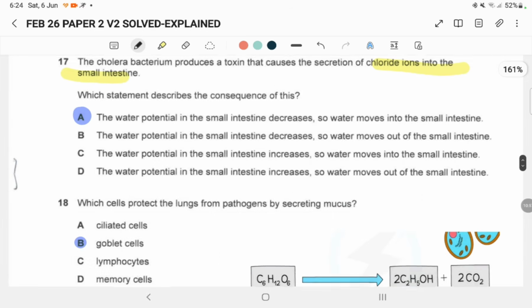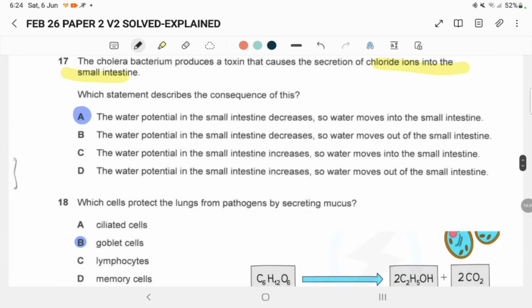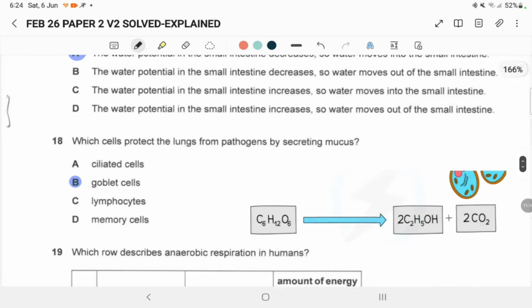And now this is the same idea of the question, I just drew you a diagram so that you can understand and imagine it. The water potential in the small intestine decreases. Why does it decrease? Because there are more chloride ions moving from your blood into your small intestine, increasing. So basically water will move into the small intestine easily.